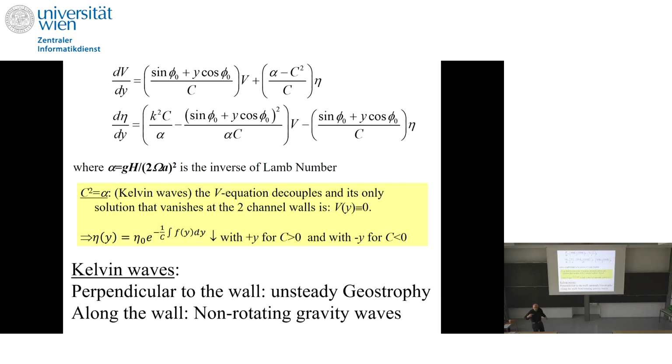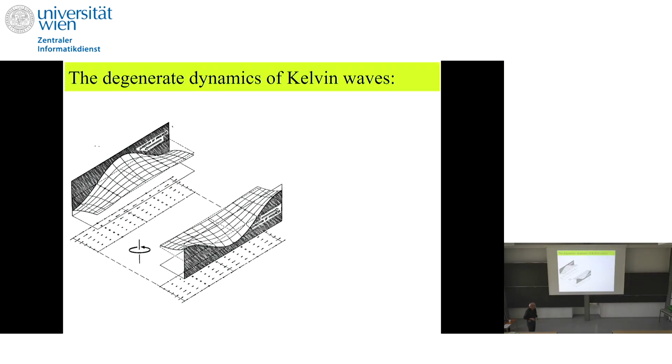So this is in a direction perpendicular to the wall, whereas along the wall, what you see is just gravity waves that don't know at all about rotation. So it's a very, very, I don't know how to say it, specialized, degenerate, unique, what other words have I missed? Solution of the equations, okay? In one direction, there is a solution that usually typifies steady solutions, and in one direction, it doesn't know that there is rotation. Let me show you what it looks like, okay?